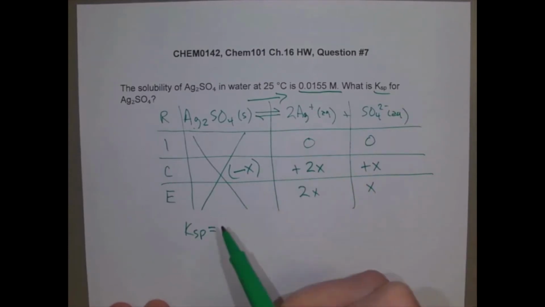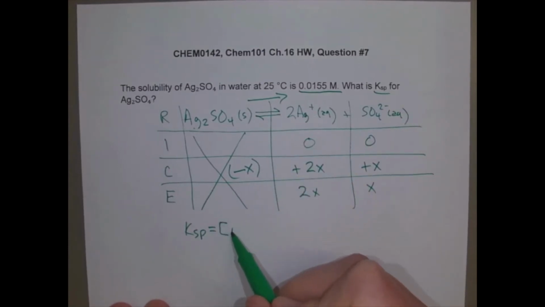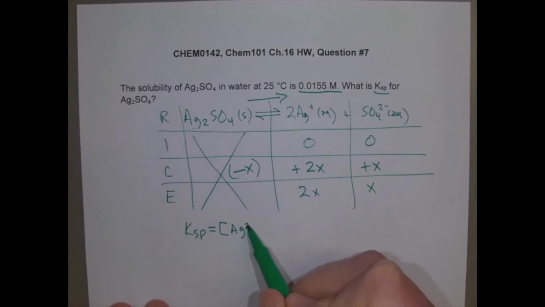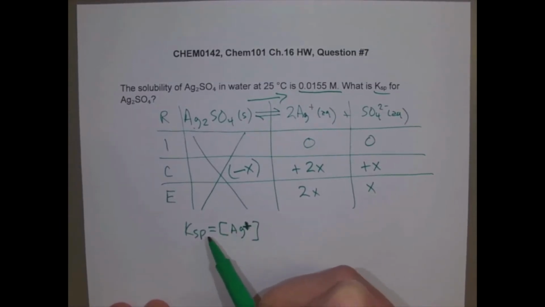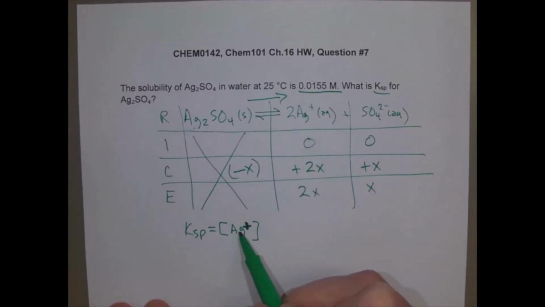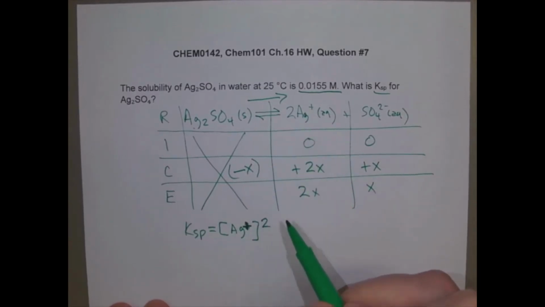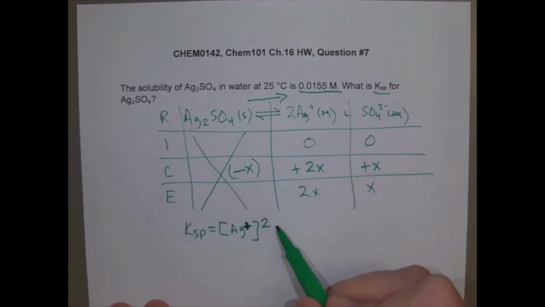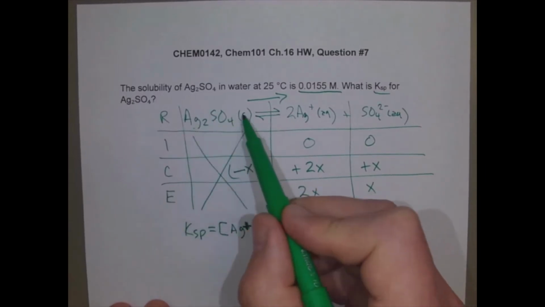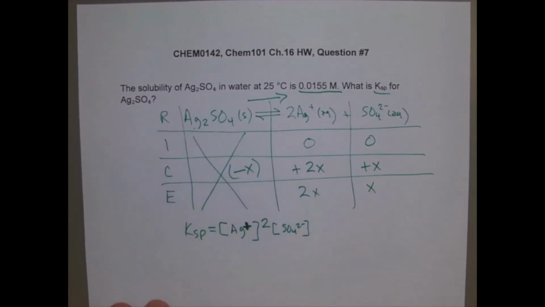So the expression would be, remember, products over reactants, coefficients become exponents, and you leave out solids and pure liquids. So one product is silver ion, so the concentration of the silver ion, in this case, is going to be squared because it has a coefficient of 2, times the concentration of the sulfate ion. Okay? And we don't include the silver sulfate because it is a solid.